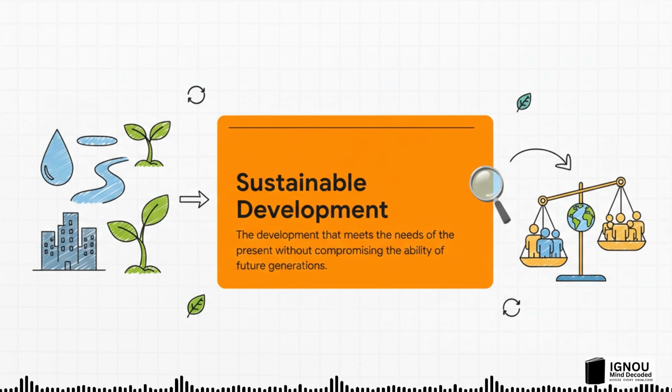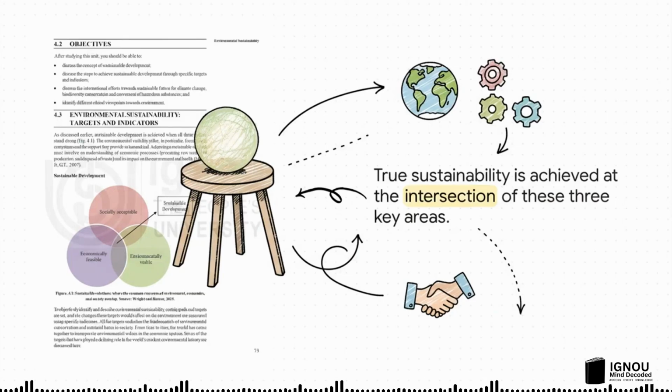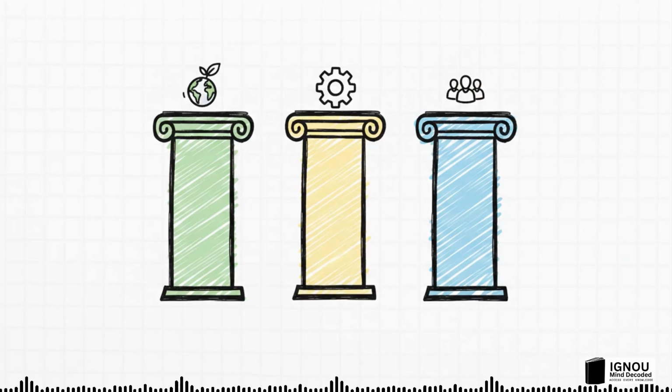It's that simple. This image right here is the perfect way to visualize this. True sustainability isn't just one thing. It's that sweet spot right in the middle where three different circles overlap. Think of it like a stool with three legs. If you take away even one leg, the whole thing just tips right over. So for that stool to stay standing, you need all three of these pillars.